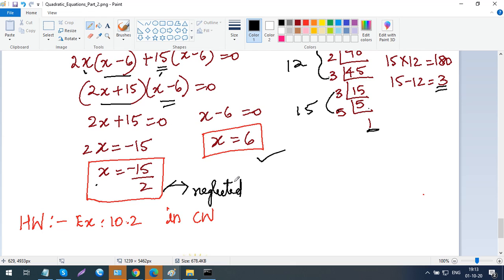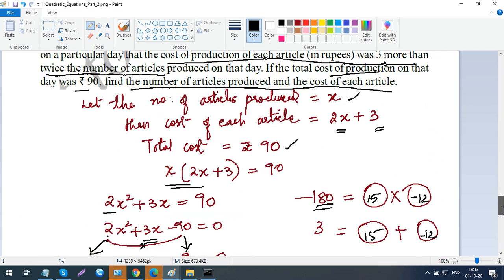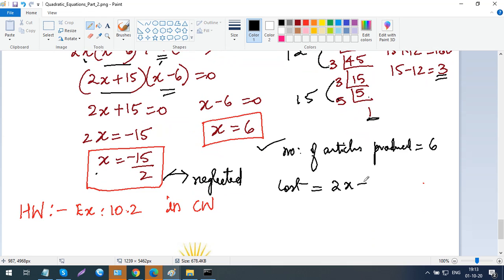Understood? So the number of articles produced in a day is equal to 6, and if you want to find the cost, we had written a condition 2x plus 3, right? So 2x plus 3, which is 2 into 6 plus 3, that's going to give you 12 plus 3, which is 18 rupees. Okay, so this is how you'll do it.